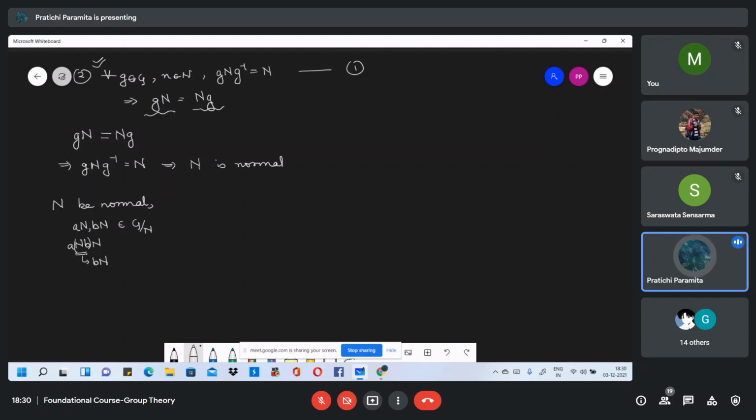I have proved that every left coset is going to be a right coset. Nb is going to be the left coset bN. So I can write this as aNbN is nothing but abNN. So NN is nothing but N only, which is abN. And I've proved that the product of two left cosets is also going to be a left coset, which means closure holds, and it is not difficult to verify the other properties of the group. And this is going to prove that G mod N is a group.